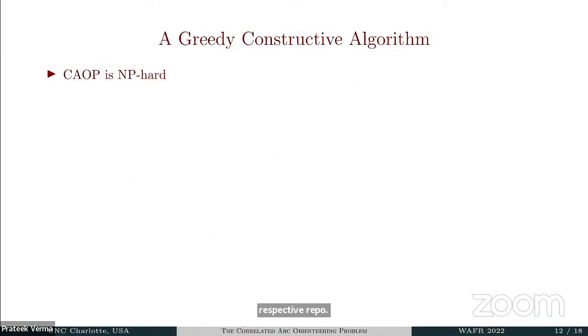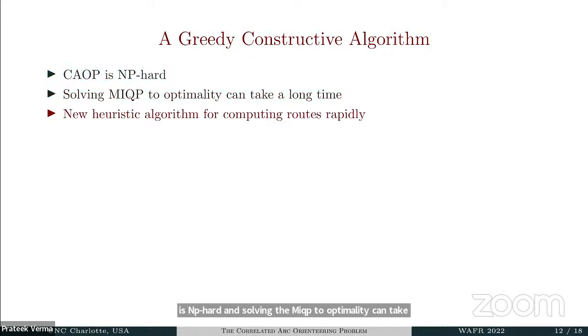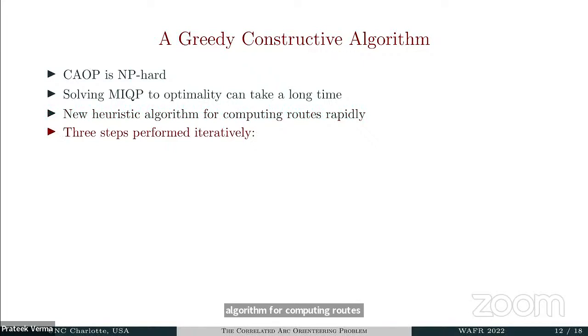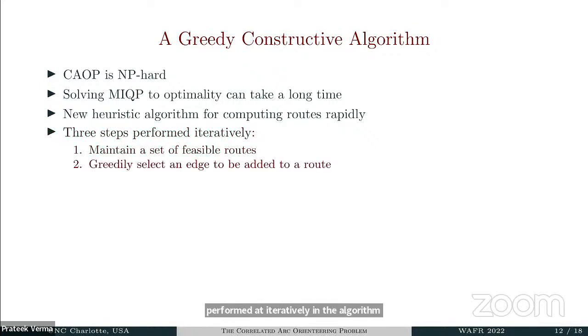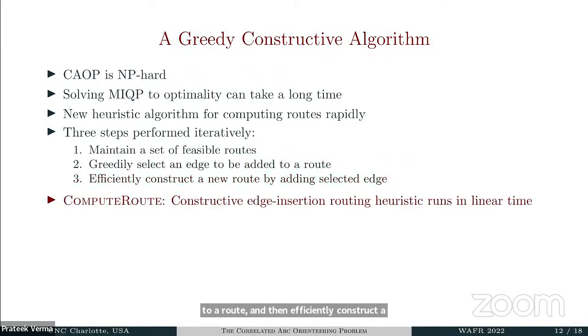So now the COP problem is NP-hard, and solving the MIQP to optimality can take a very long time. And thus we develop a new heuristic algorithm for computing routes rapidly. There are three important steps that are performed iteratively in the algorithm. The first step is to maintain a set of feasible routes. Then we greedily select an edge that needs to be added to a route, and then efficiently construct a new route by adding the selected edge.